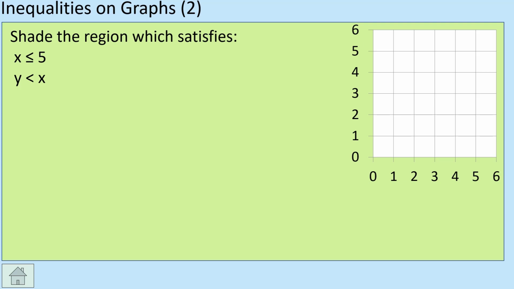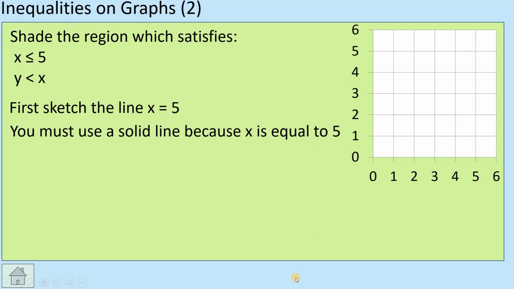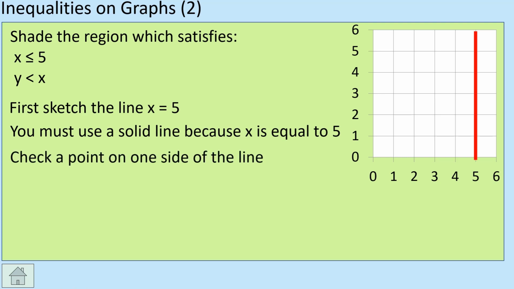So if I shade the region where x is less than or equal to 5, so let's draw the line x equals 5 first. So find x on the x coordinate, and it's going to be vertical, so it's going to be over there, and it's a solid line because it's all equal to. We're then going to draw the other line.